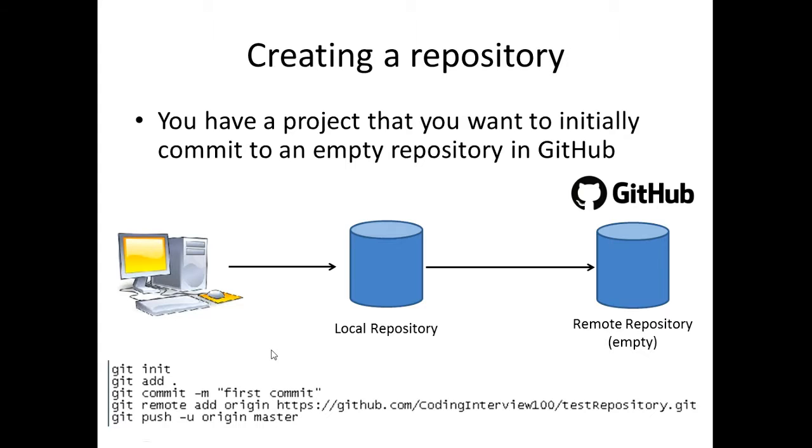Now, the next thing is that you want to link your local repository to this remote repository. Now, if you're using GitHub, every repository is associated with a particular URL. And in order to connect to that remote repository, we would use a URL right here. As you can see, the github.com coding interview 100 test repository. And basically this is the entire command, git remote add origin, and then the URL associated with this remote repository.